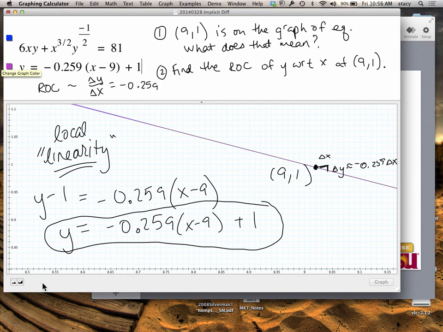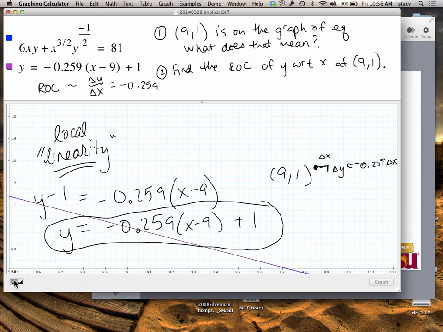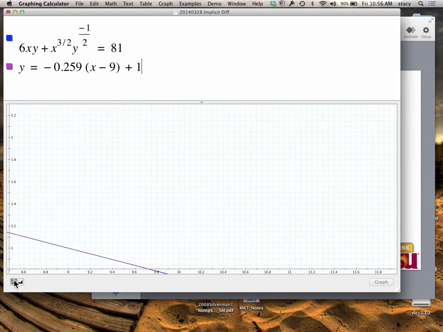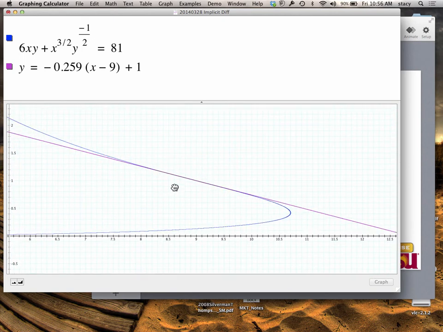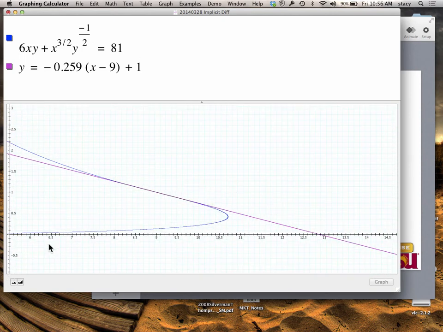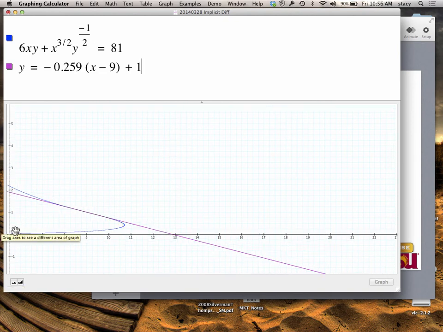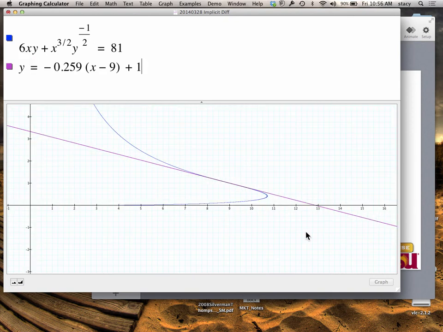Now let me zoom out. Okay. And so when we zoom out, we can see the blue curve again and see how this purple line starts to not work so well if we zoom out again, right? Because at x equals 1, the blue graph and the purple graph are completely different. But near the point (9, 1), that's a darn good approximation, right?